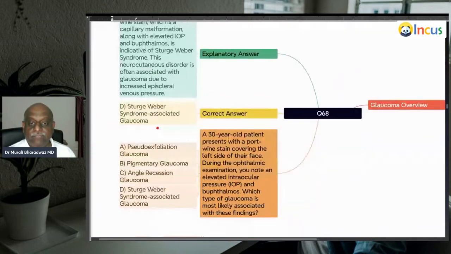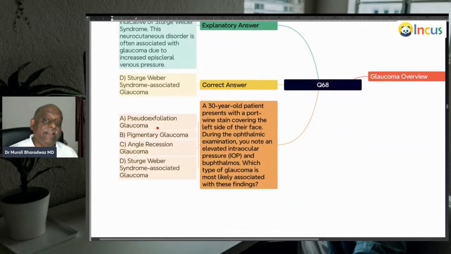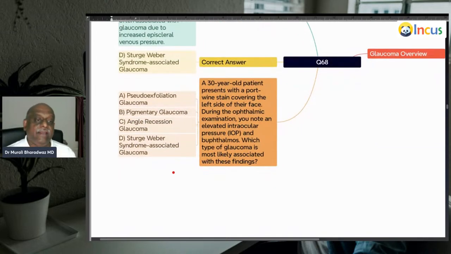Now, doctor, a 30-year-old with port wine stain covering the left face, buphthalmos. Which type of glaucoma do you see?